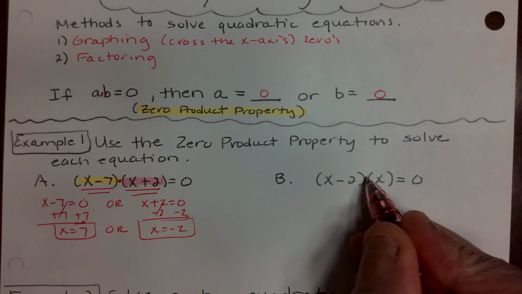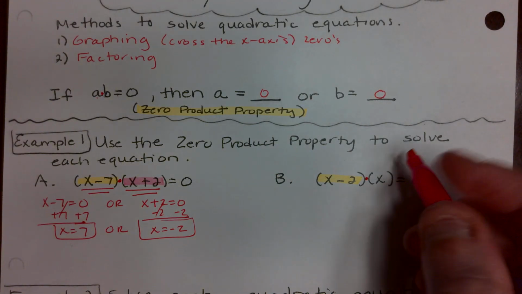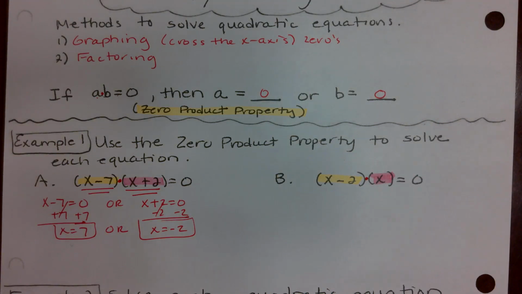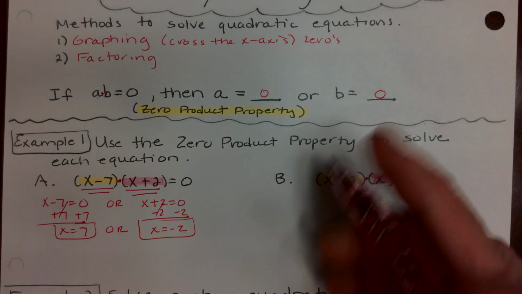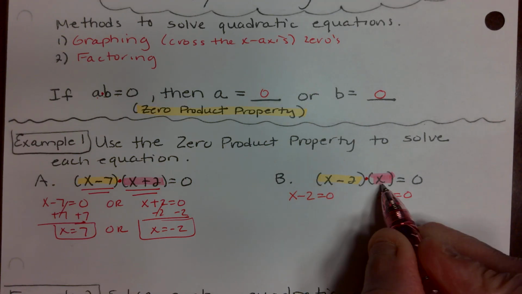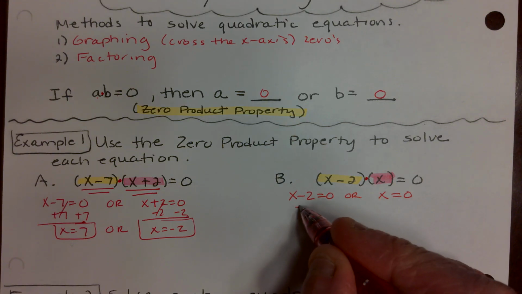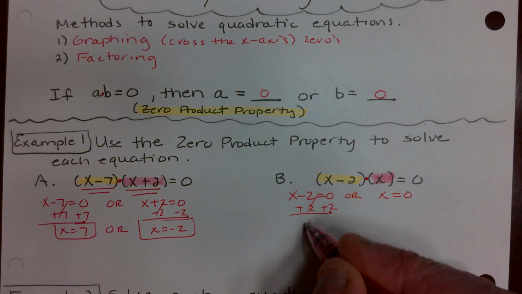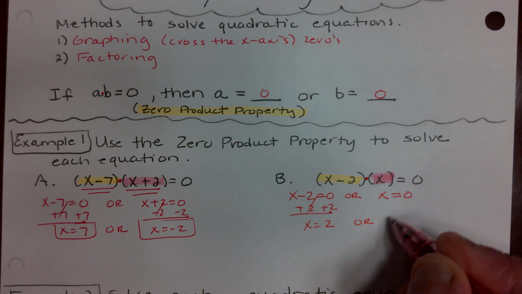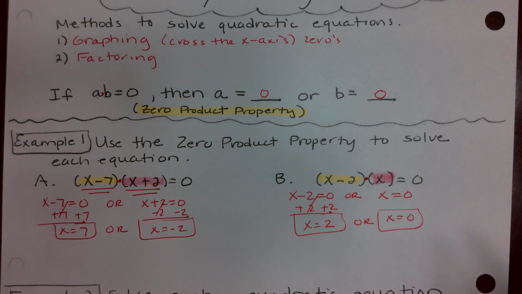Okay, so here again we have this. There's those two things being multiplied, right? We got this times this. One of those parentheses has to be 0. So either x minus 2 is equal to 0, or x is equal to 0. So that one's done already. Add 2, x equals 2, or x equals 0. Those are your answers.